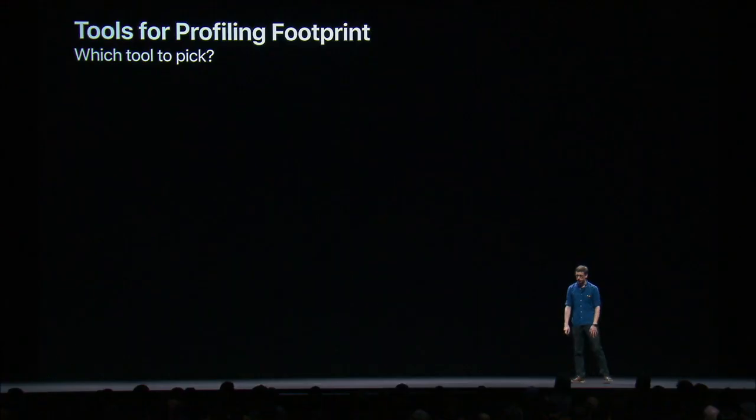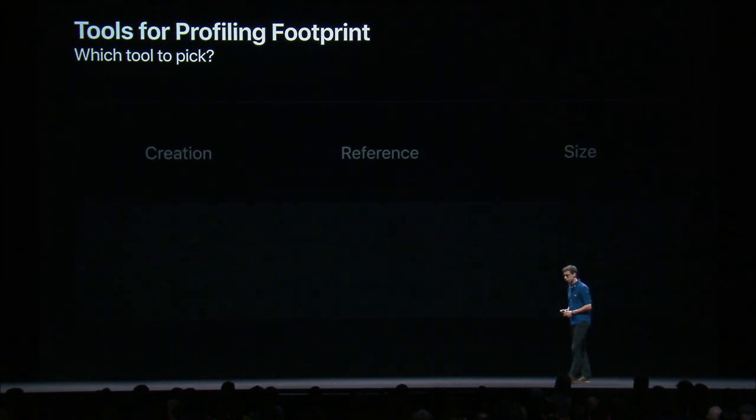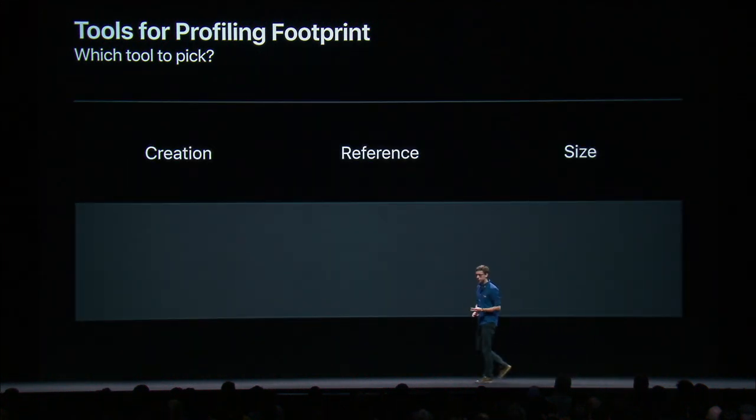These are just a few of the ways you can deeply investigate the behavior of your app. So when faced with a memory problem, which tool do you pick? Well, there are 3 ways to think about this. Do you want to see object creation? Do you want to see what references an object or address in memory? Or do you just want to see how large an instance is?